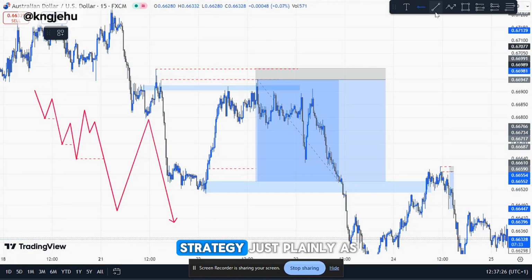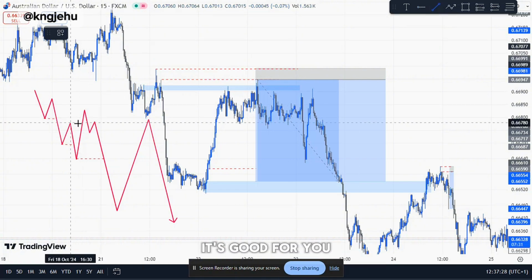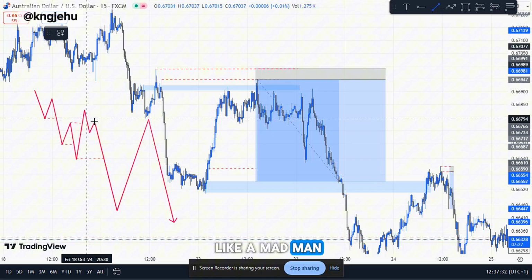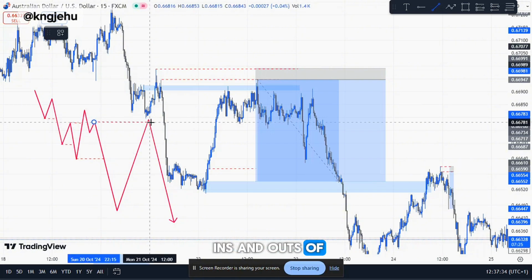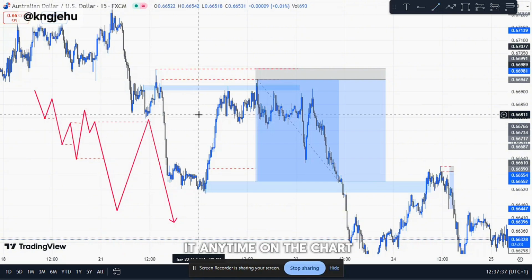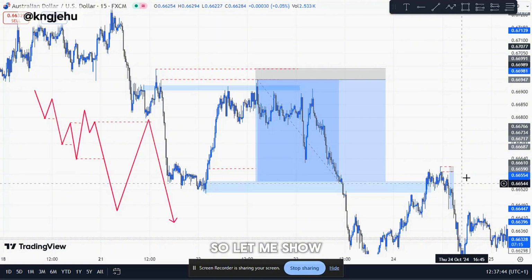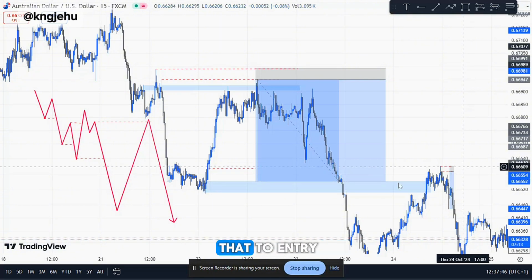But don't take this strategy just plainly like this. It will be good for you to go back to your charts and backtest this strategy like a madman until you know the ins and outs of this strategy, and you can spot it anytime on the chart, even by mistake. So with that being said, that's how I took this entry. So let me show you guys another pair that I took entry on.